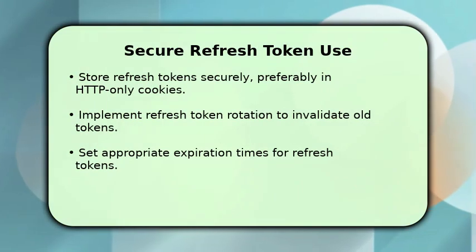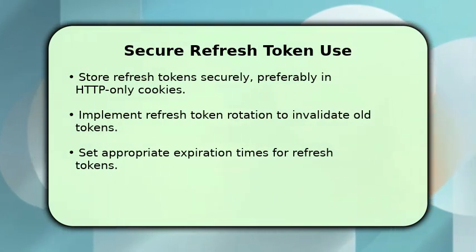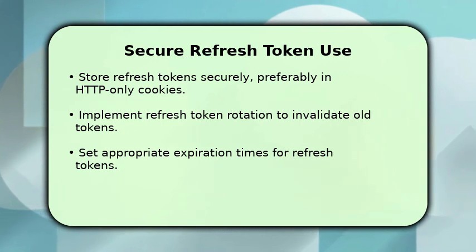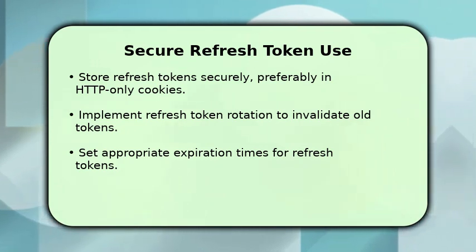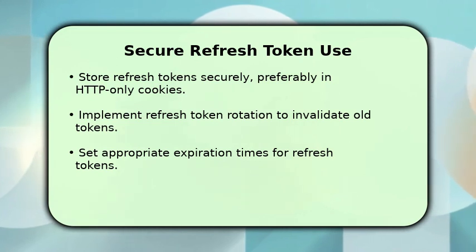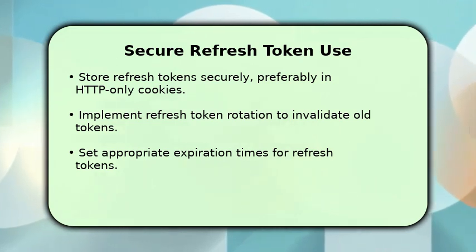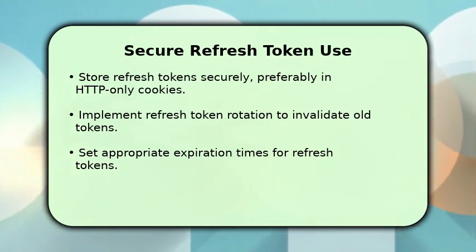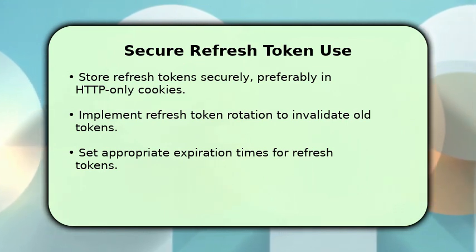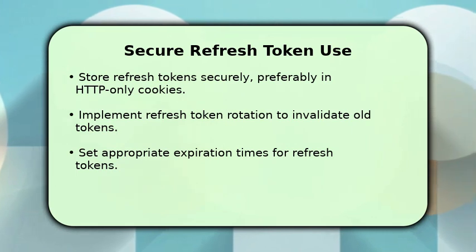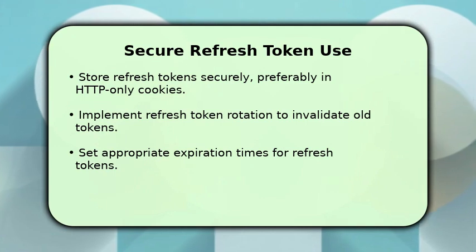To maximize security, always store refresh tokens in a highly secure manner, such as HTTP-only cookies, to prevent cross-site scripting attacks. Implement refresh token rotation, which means issuing a new refresh token with each use and invalidating the old one. This significantly reduces the risk of token compromise. Also, set reasonable expiration times and ensure you can revoke tokens immediately if a user logs out or if any suspicious activity is detected.